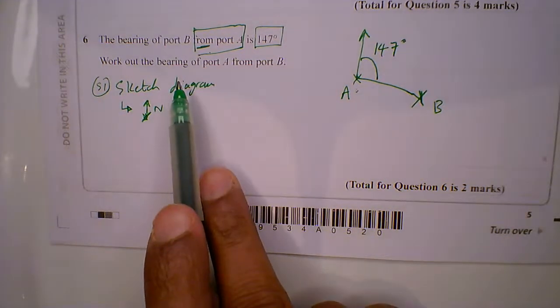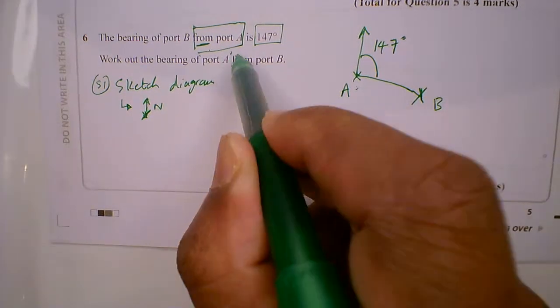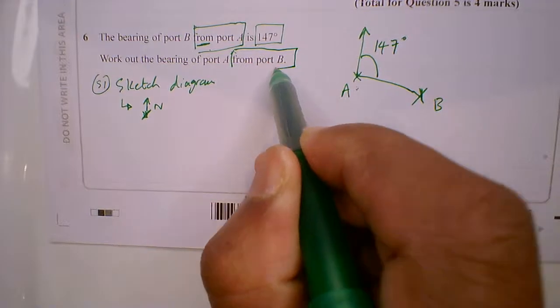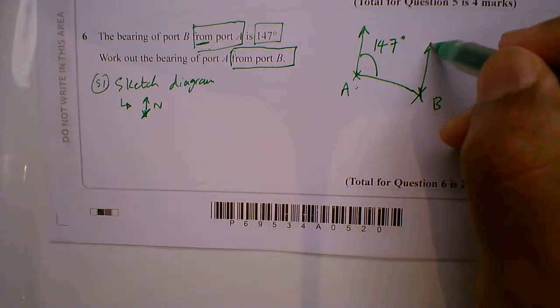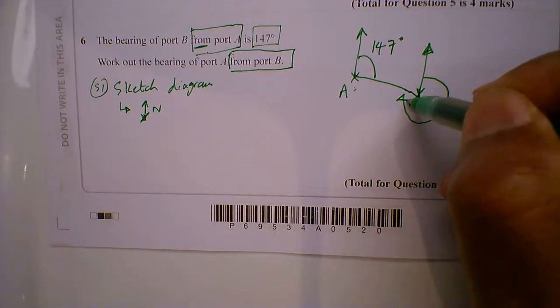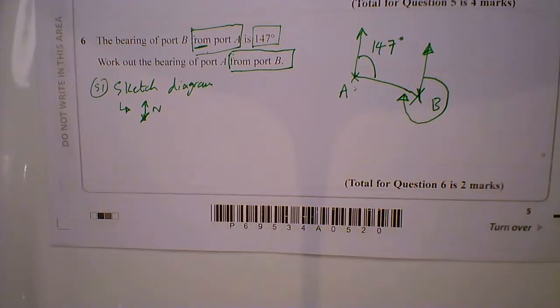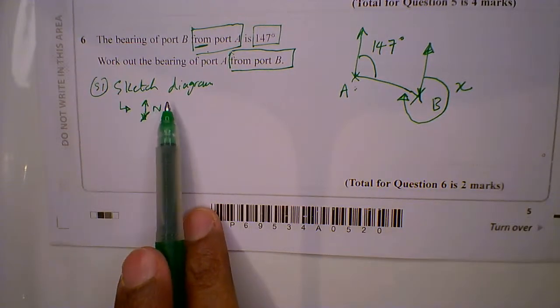So work out the bearing of port A from port B. So this is what we are working out now. So that means I'm going to draw north, and I'm looking for this bearing here. This bearing here. So this is my bearing. I'll label that as X. That's what I'm trying to work out. So step 1, I've drawn my sketch.